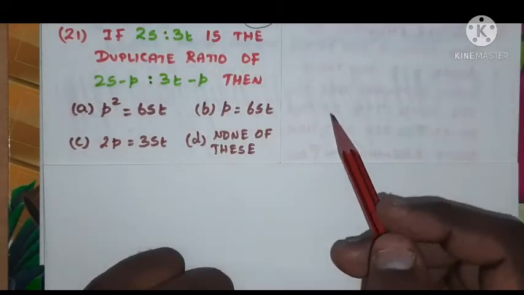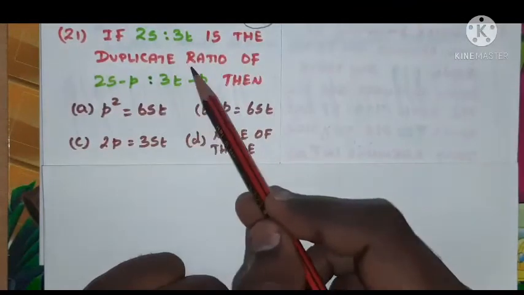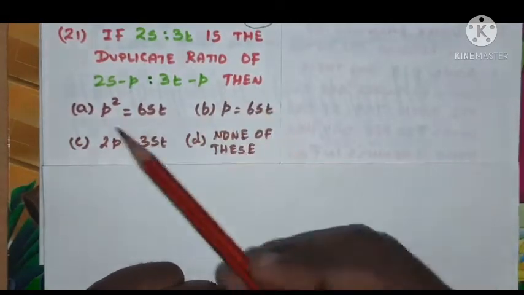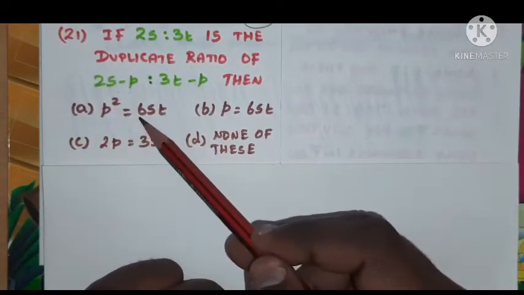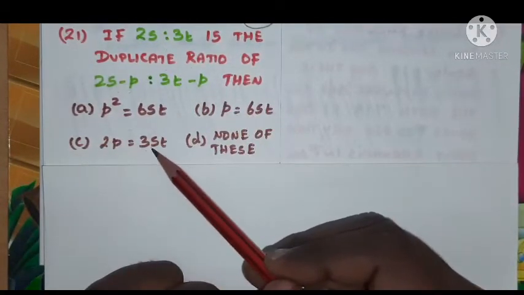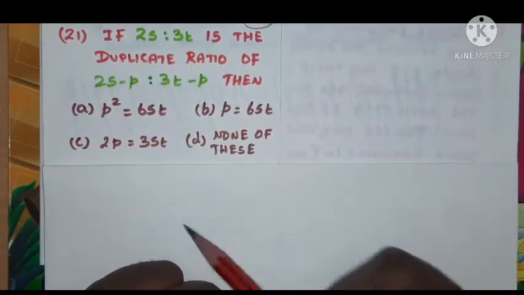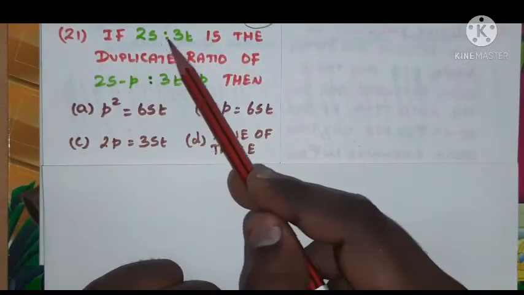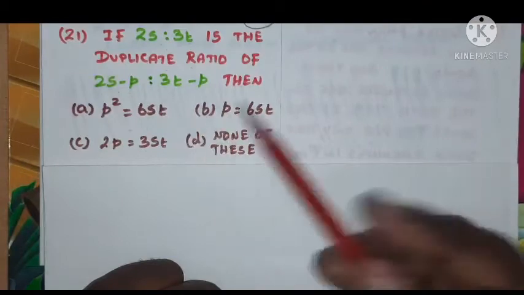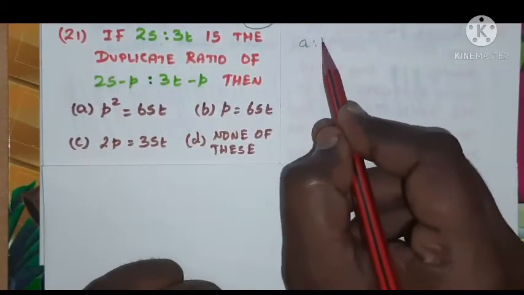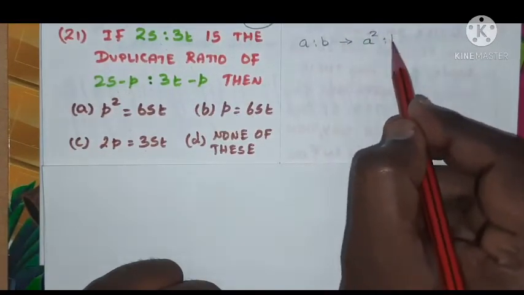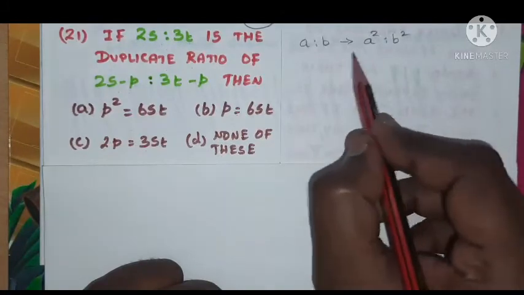If 2s is to 3t is the duplicate ratio of 2s minus p is to 3t minus p, then the given options are: option A, p squared is equal to 6st; option B, p is equal to 6st; option C, 2p is equal to 3st; option D, none of these, right? So 2s is to 3t is the duplicate ratio of 2s minus p is to 3t minus p. We know very well the duplicate ratio is, if a is to b is the ratio, then the duplicate ratio of this particular ratio is a squared is to b squared. Am I right? A squared is to b squared.